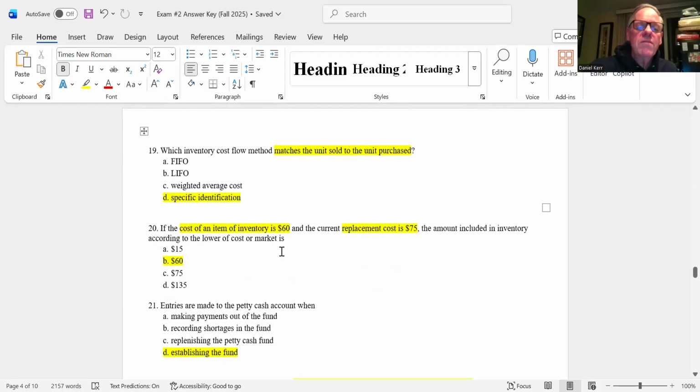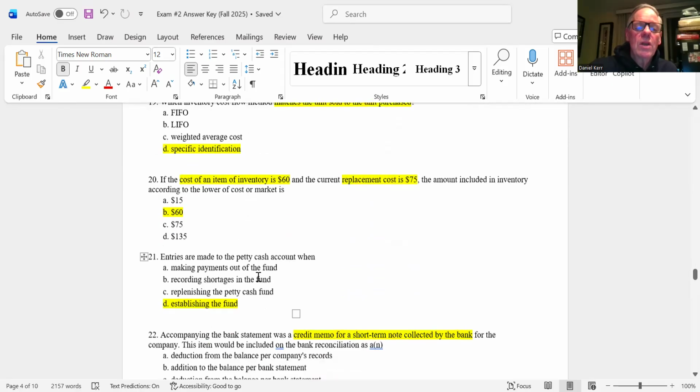Number 20, the cost of an item of inventory is 60 and its replacement cost is 75. The amount the inventory should be recorded at according to lower of cost or market. You take the lower of the two. So the lower of the two, 60, last time I checked, was less than 75. So the answer is B.